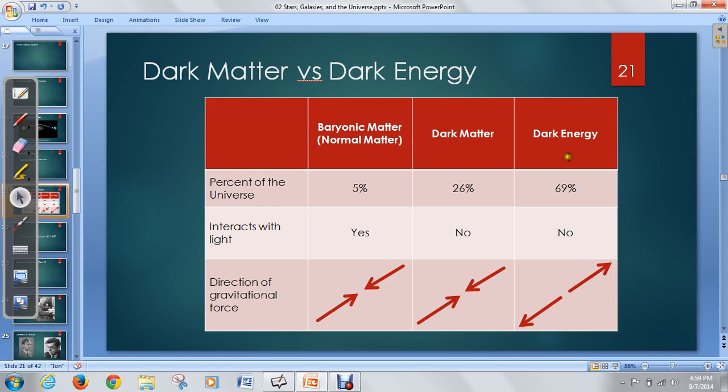This explains why the universe is expanding faster and faster, because if 69% of the universe is made of dark energy, then a lot of stuff wants to push away from itself, right? It wants to make the universe expand. So that's the difference between dark matter and dark energy.